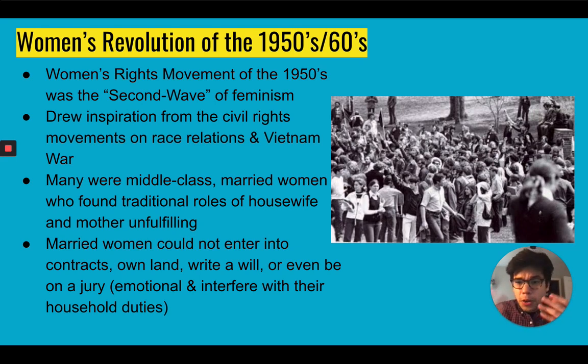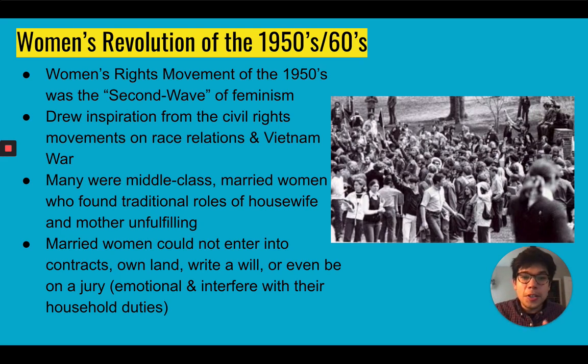And there also were some legitimate legal complaints that women would have. For example, at this time, in many states, women could not enter into contracts on their own. They were considered a legal entity with their husband, so it was really the husband making most of the decisions. Women couldn't enter into contracts on their own. They couldn't own land on their own. They couldn't write a will on their own, or even be on a jury.